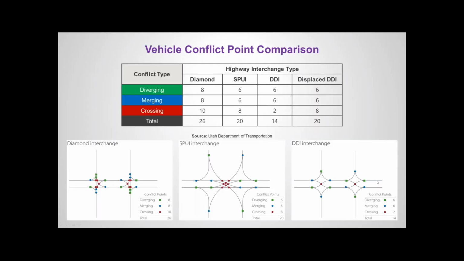And compared to the other 3 interchange designs, it should be no more dangerous than both the diamond and SPUI in terms of the number of total conflict points. The DDI should be safer because it has 14 as opposed to 20, but still, the displaced DDI shouldn't be less safe than the diamond and SPUI based on this preliminary analysis.